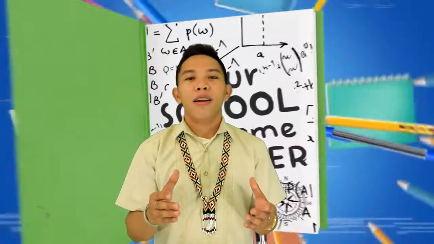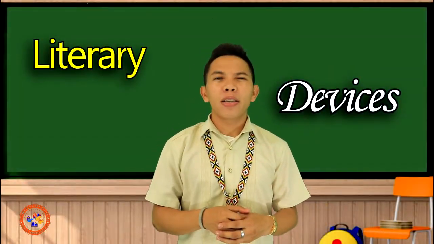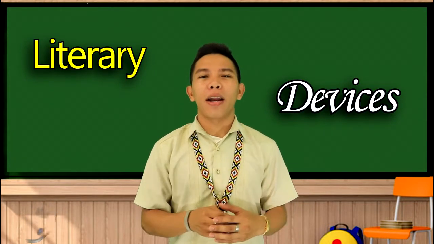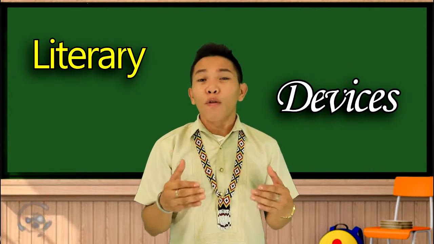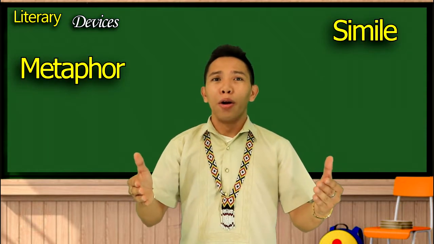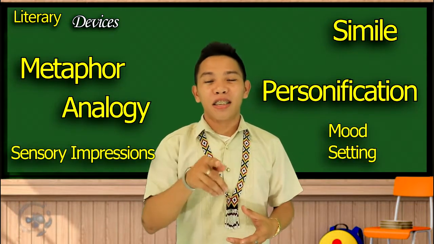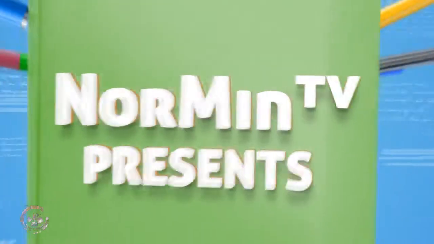Let's get started. In the previous episode, you learned that literary devices are all essential in bringing out creative and sound writing. Literary devices or figurative languages are significantly used in language. Examples of literary devices are simile, metaphor, personification, analogy, mood setting, and sensory impressions. We will be right back after this short musical break.